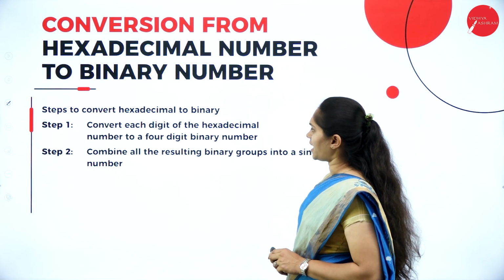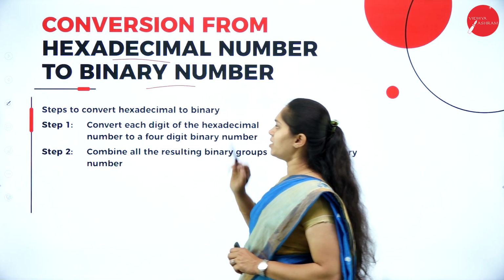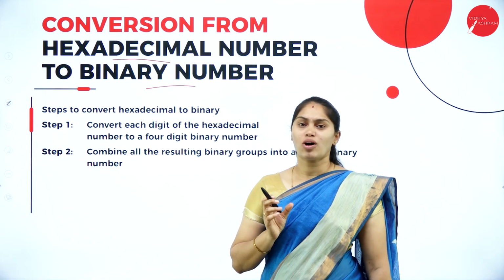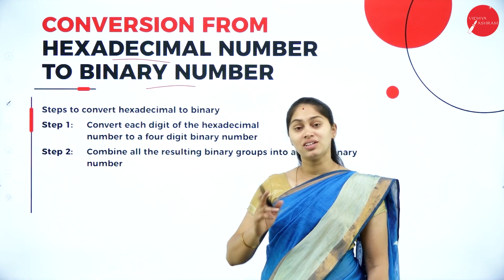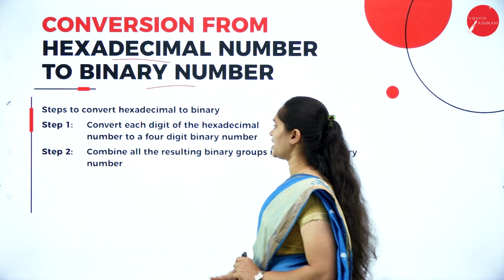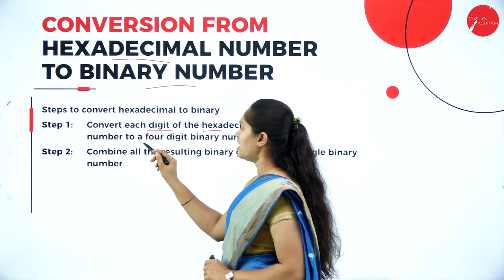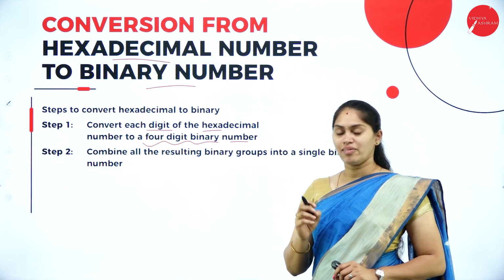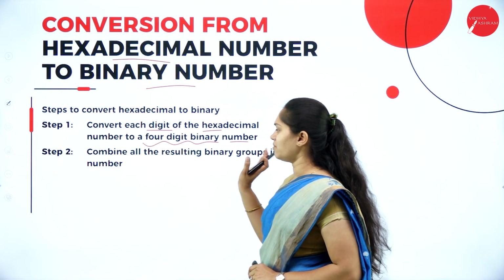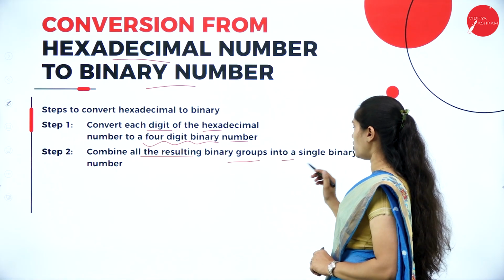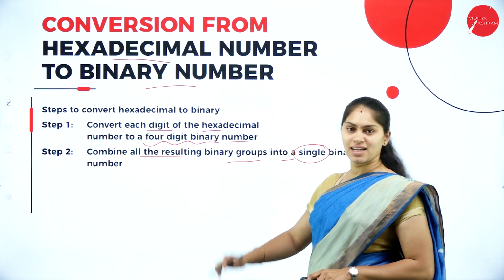We'll see the next type, that is hexadecimal to binary. I am going to get some combination of 0 to 9 and A to F that should be converted into its equivalent binary number. Convert each digit of hexadecimal to 4 digits of binary number. We have to write the equivalent value of binary number. Then we have to combine all the resulting binary numbers into a single binary number.